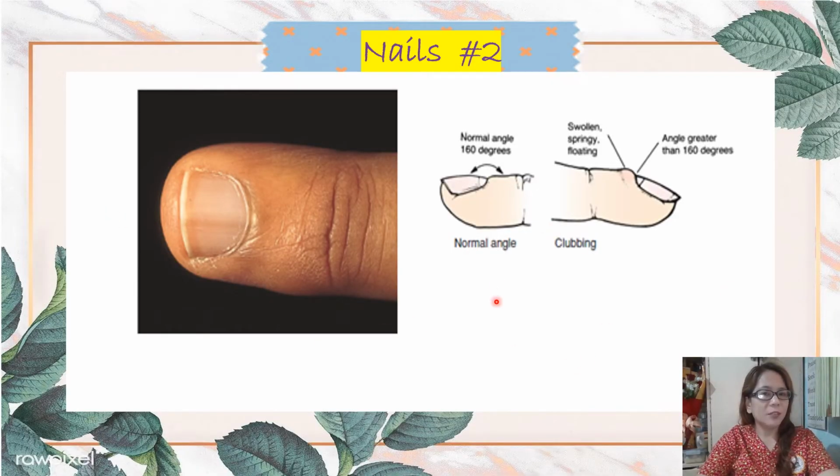Okay, so this picture shows the normal angle of the nail versus the abnormal angle of the nail. Okay, so the angle of the nail is normally 160 degrees. Okay, kapag more than 160 degrees, there is already a swollen or springy floating of the nail folds. Okay, this is what we call clubbing.